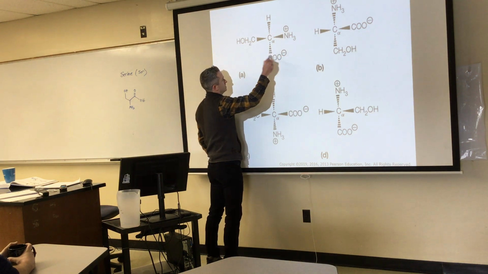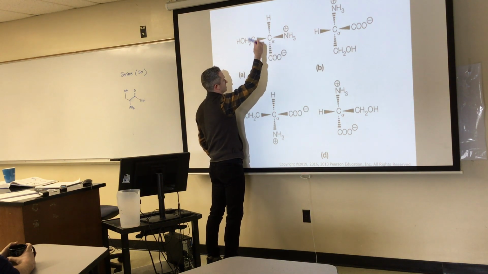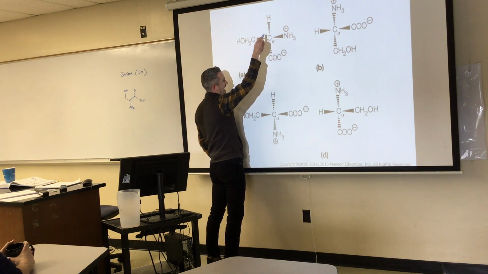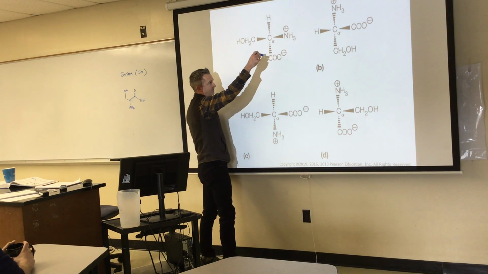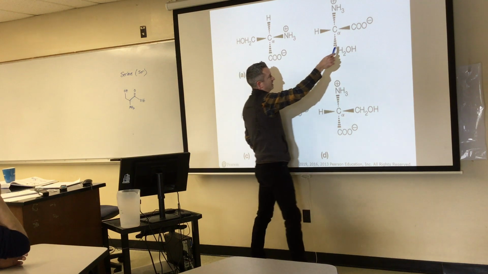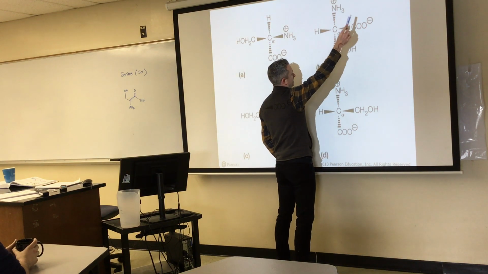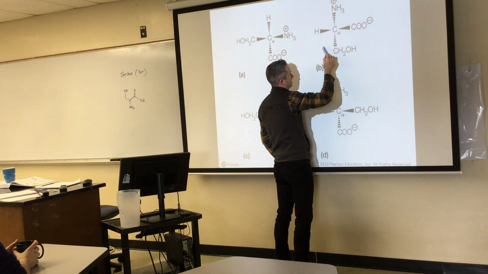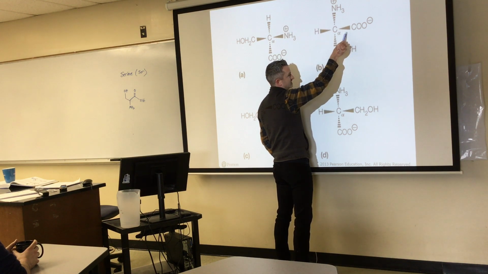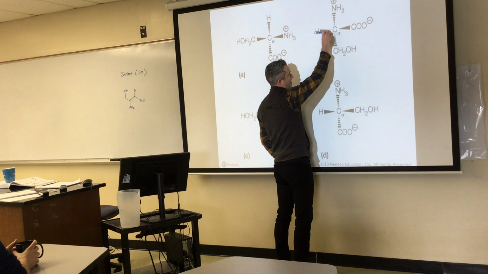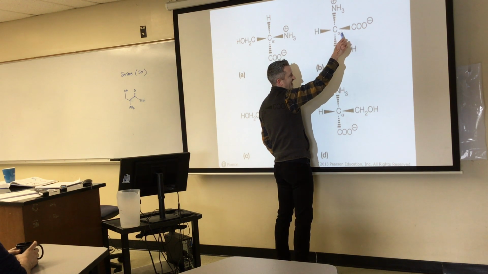So 1, 2, 3, 4, we're going to the right, hydrogen's in the back. So it is R, okay? Let's go here. 1, 2, 3, 4, to the right, hydrogen's in the back. You mean the front? Sorry, hydrogen's in the front, so this must be the S.